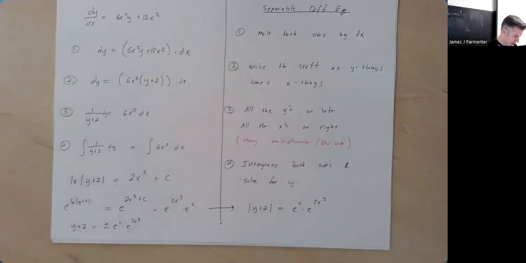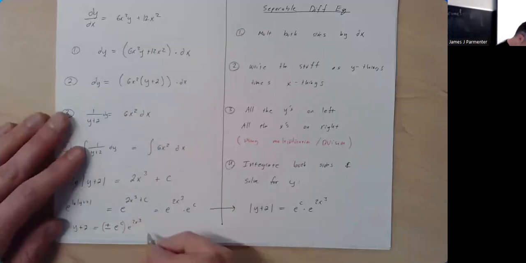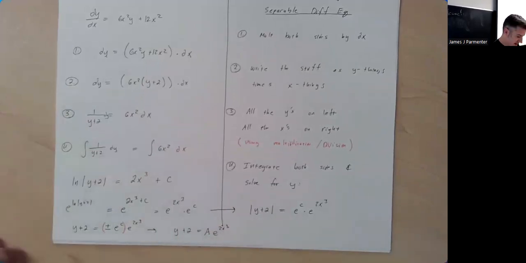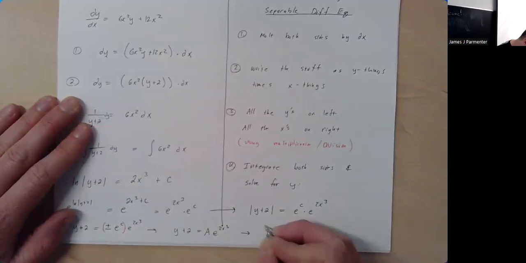And now here's what we're going to say. This plus or minus e to the c is some constant. It's either positive or negative. And if we're given an initial condition, we can figure out what it is exactly. But for now, we're just going to call it a constant. I typically like to call it A. Some people just like to call it C again, whatever you want to do. But we're going to write this as y plus 2 equal to A e to the 2x cubed. And then finally solving for y is going to equal A e to the 2x cubed minus 2.